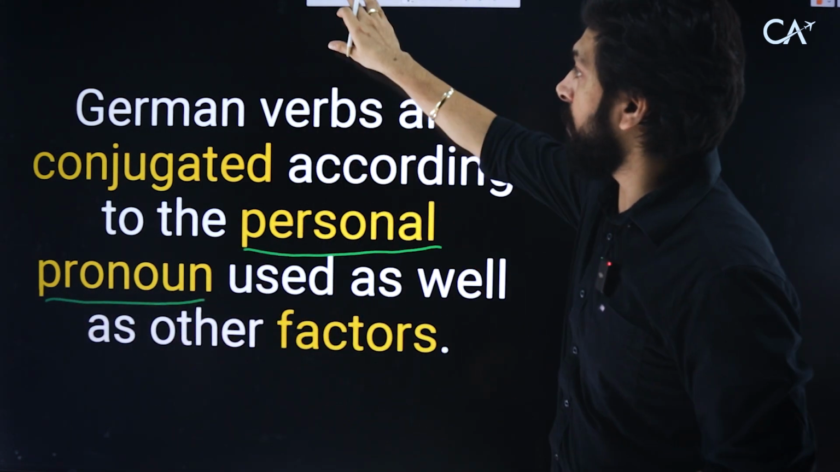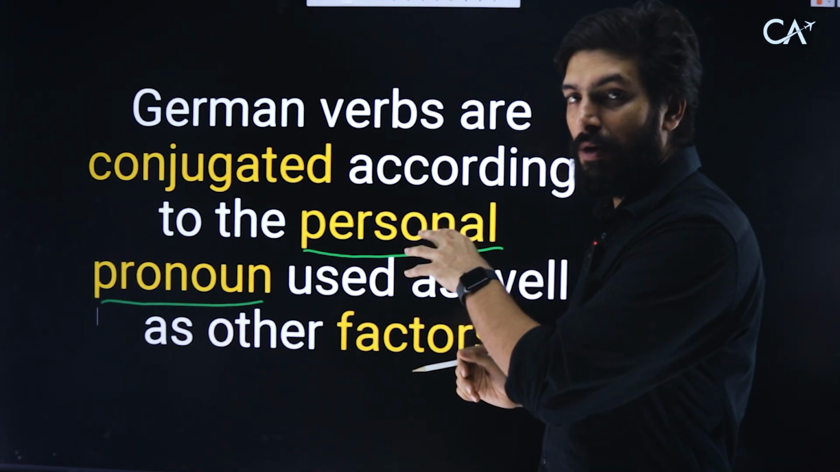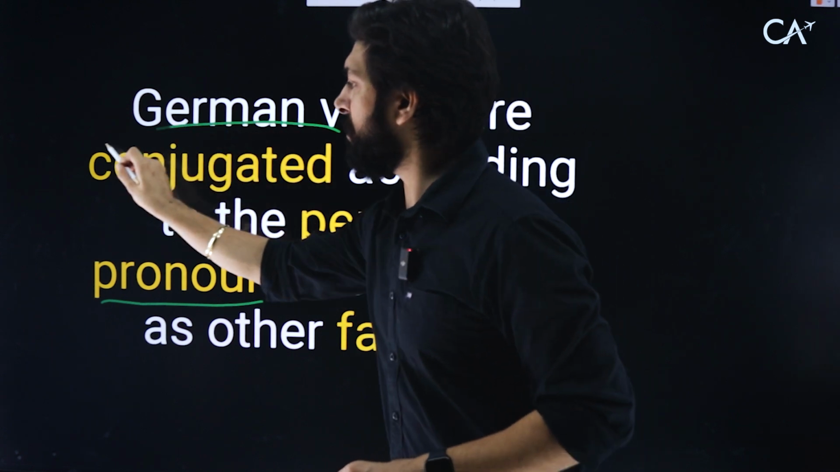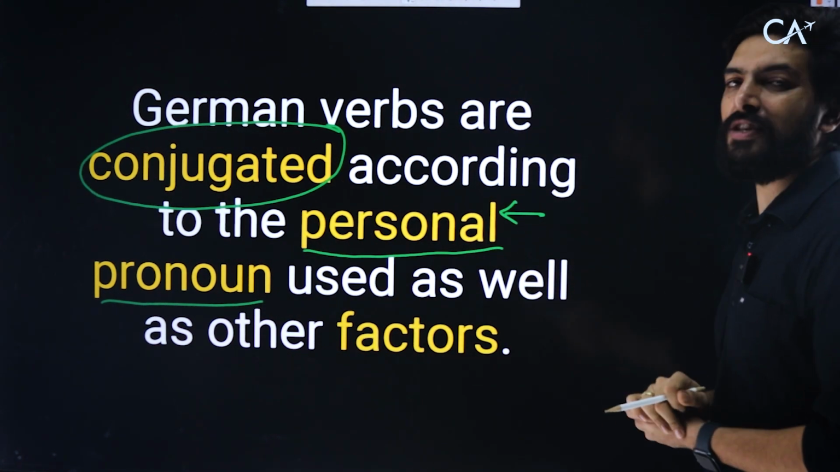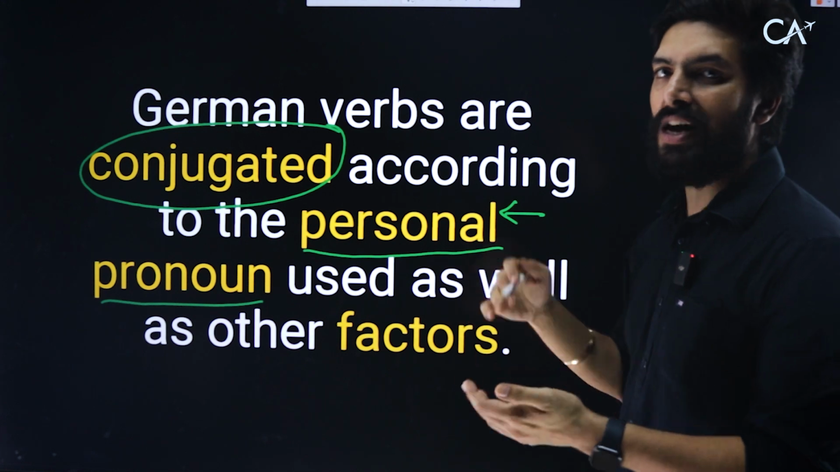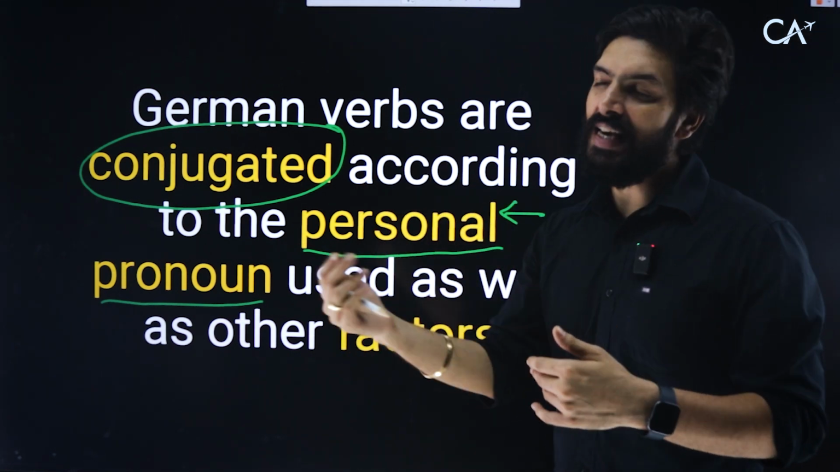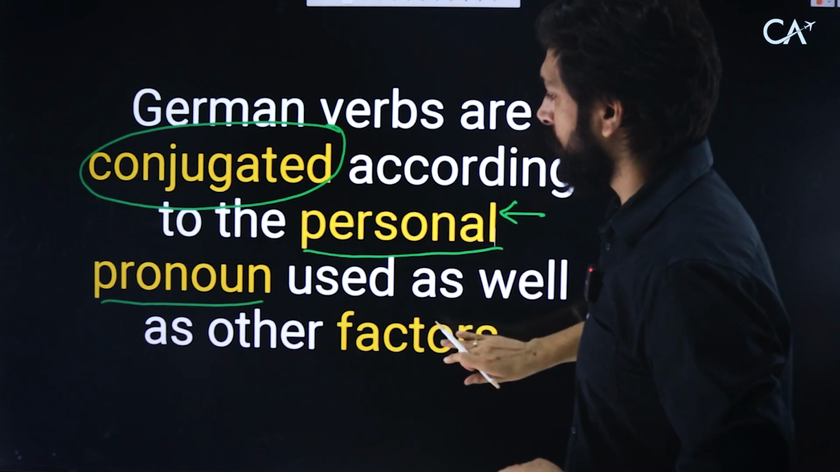For now we'll focus only on personal pronouns. We have already seen personal pronouns earlier, but we'll see more about this. So please remember, conjugation depends on multiple factors, but today we'll see how verbs conjugate with personal pronouns. That means if it is I, what will be the verb? If it is he, what will be the verb? How will it change? Let's go with the first one.